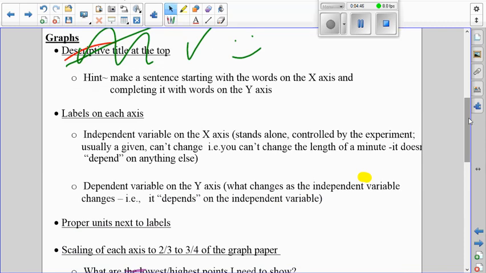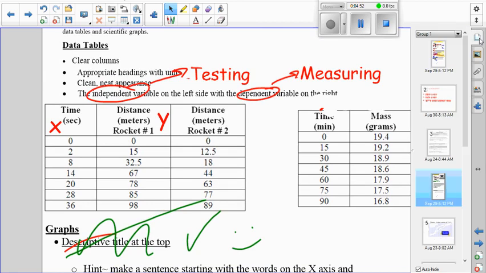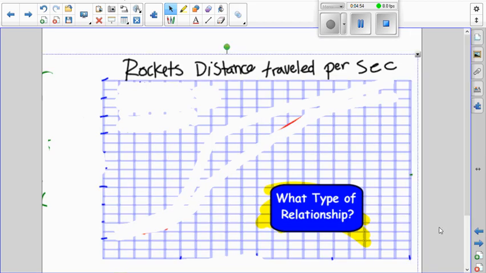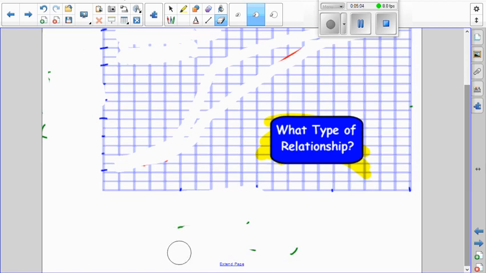Well, my independent variable is time in seconds. My dependent is distance in meters. So here's me. I'm going to go ahead and slap some time. Where should I put time again? It should be on which? x-axis, because it is the independent variable. So I'm going to put time right here.